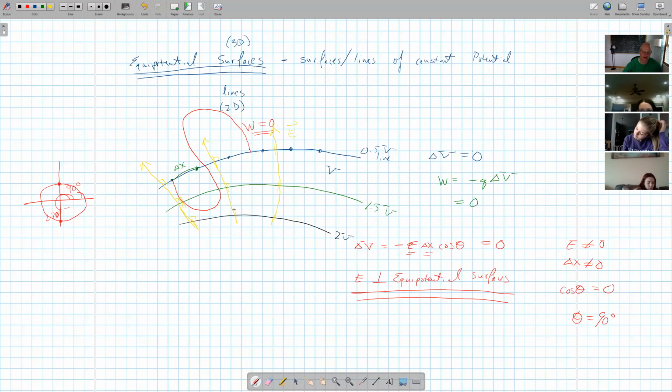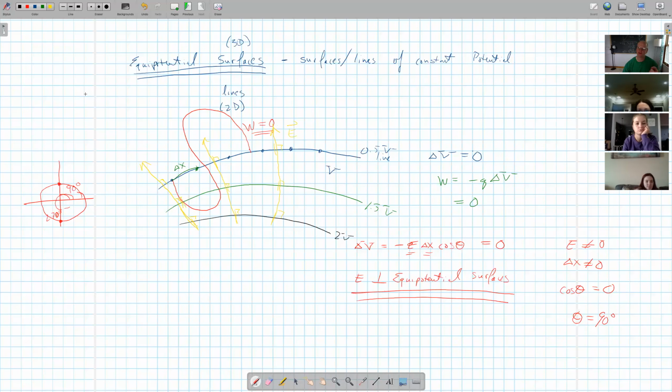These are all at 90 degrees, and it points from high potential down to low potential. Now, why is this important? Well, first of all, potential is a scalar quantity, which means it's a lot easier to measure a scalar quantity as opposed to a vectorial quantity. Also, mathematically, it's easier for me to deal with something which is a scalar as opposed to something which is a vector.